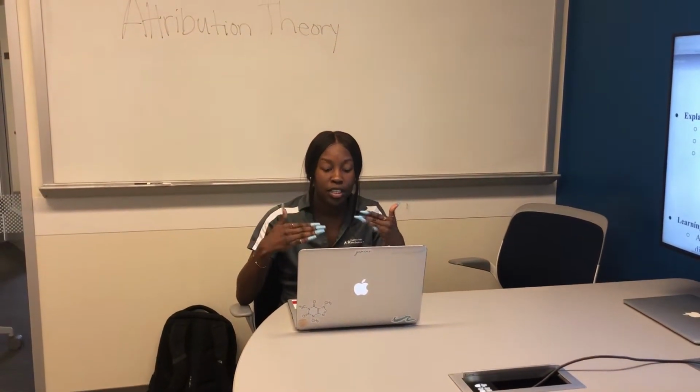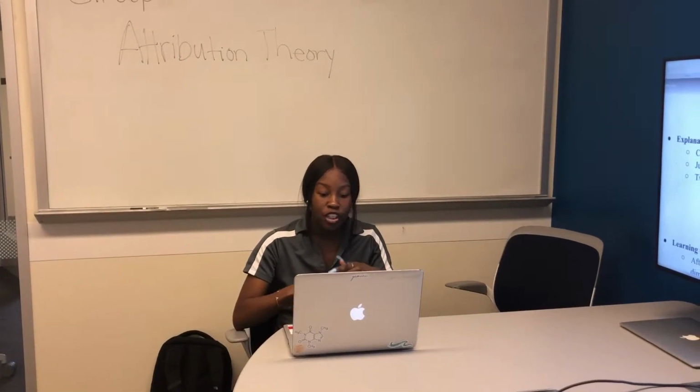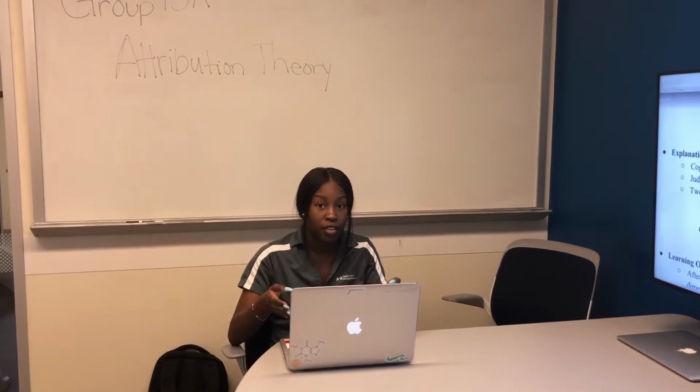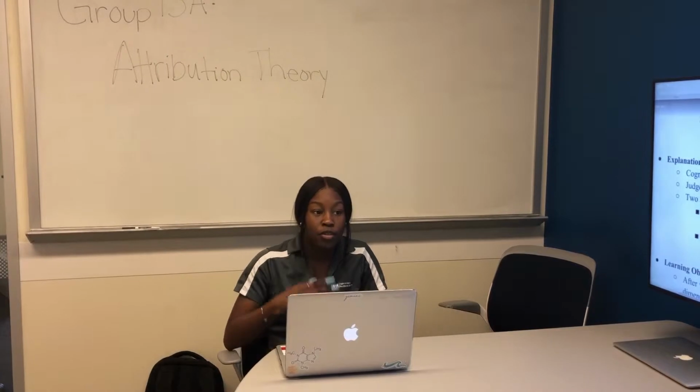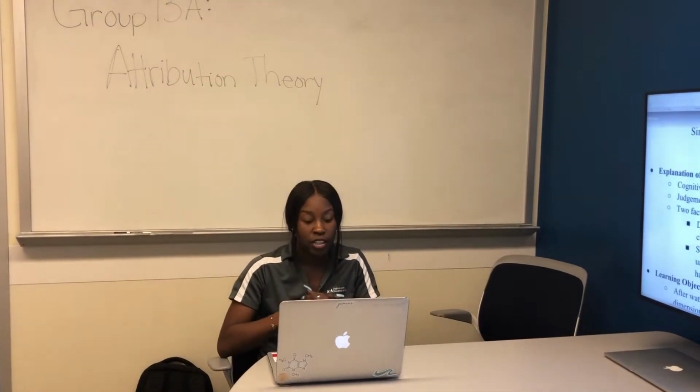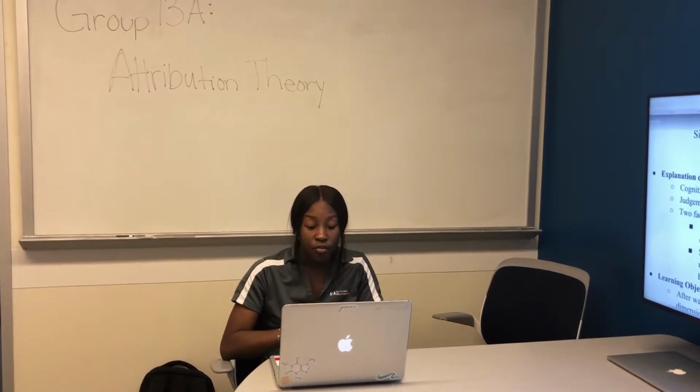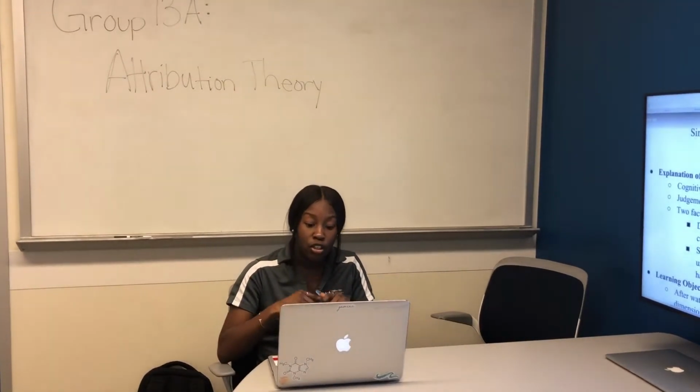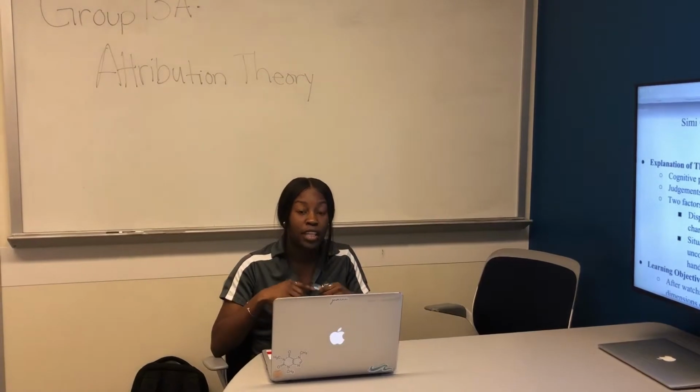I'm going to be giving a brief overview of attribution theory. Attribution theory is the theory of cognitive processes related to how we explain human behavior and the judgments made about who's responsible for those behaviors. When discussing attribution theory, there are two types of factors we correlate with it: dispositional factors and situational factors. Dispositional factors refer to a person's internal or personal features, such as one's character traits or biological traits.